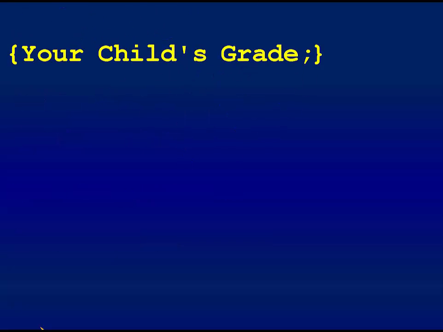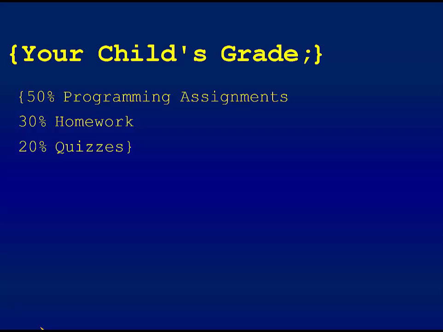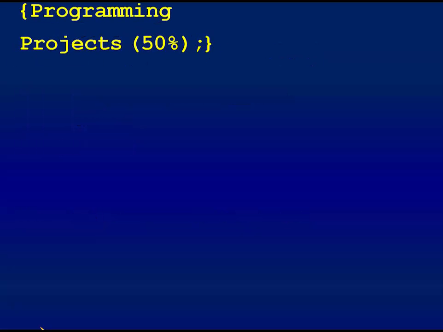All right, how was your child graded in this class? This is mainly a lab class where we spend at least half our time working on programming assignments in class. So as a result, about 50% of your child's grade is going to be those programming assignments, 30% homework and 20% quizzes, and I do try to update Genesis regularly.